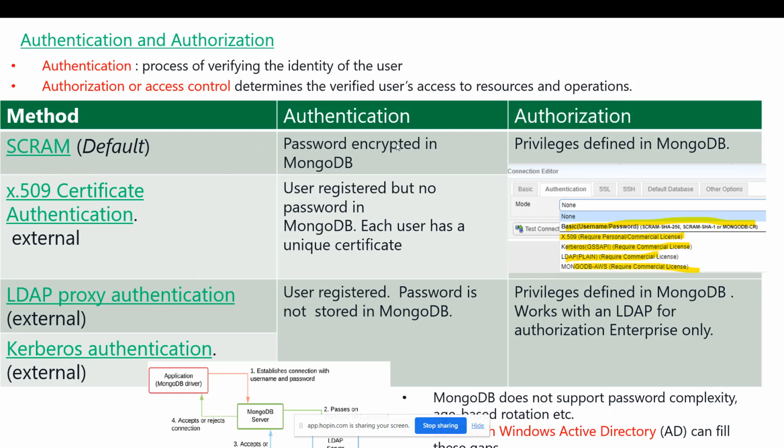SCRAM is the default, password encrypted by MongoDB. You can use certificates, which is external. With the Enterprise Edition only, you can use LDAP or Kerberos, where the privileges are defined externally to MongoDB. So if you're using Community Edition, the only options you have are SCRAM and certificates.